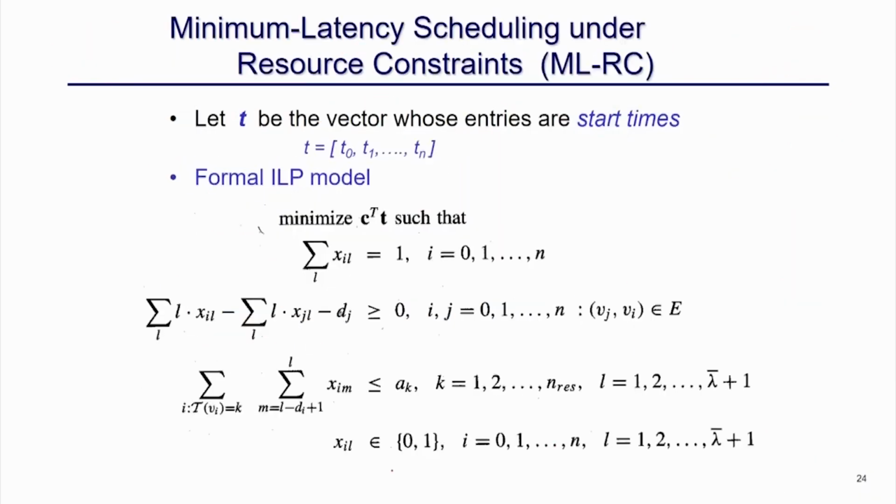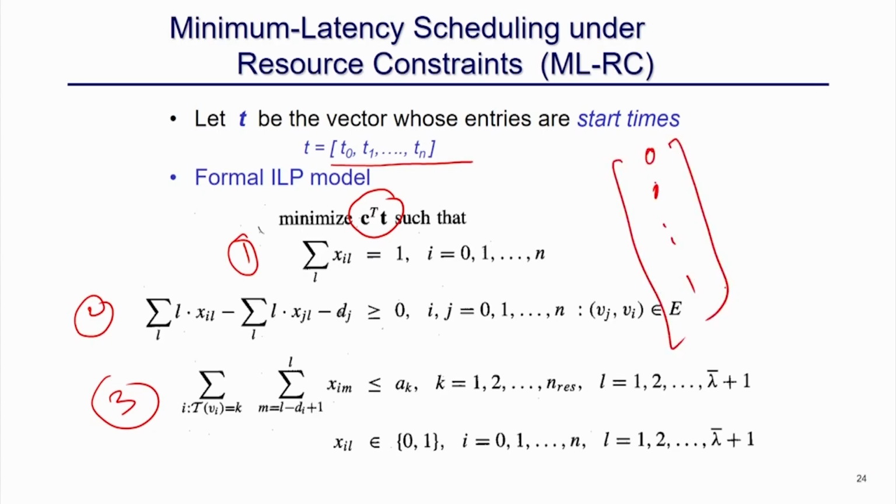Okay. So, here is a summary. I have the start times T1 to Tn, and I want to minimize this C transpose T, subject to the constraints: this is the unique start time, this is the data dependency, and this is the resource constraint. Here C for MLRC is nothing but 0 0 to 1. So, this is how the minimum latency scheduling under resource constraint is modeled.